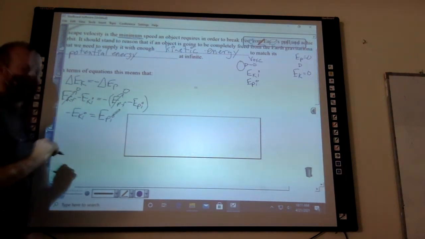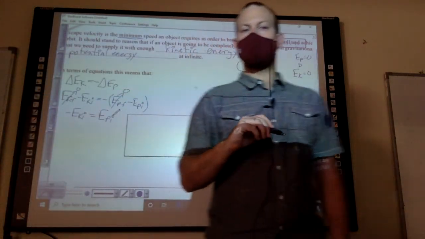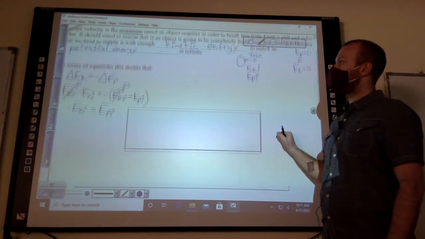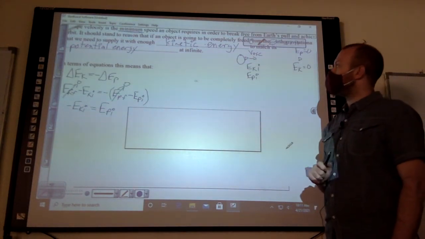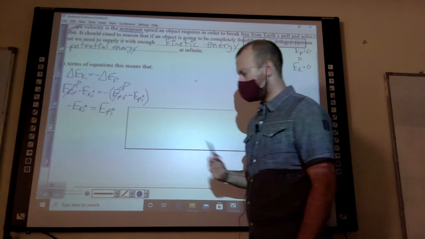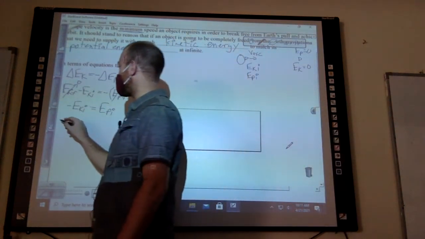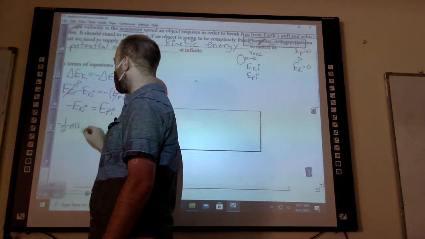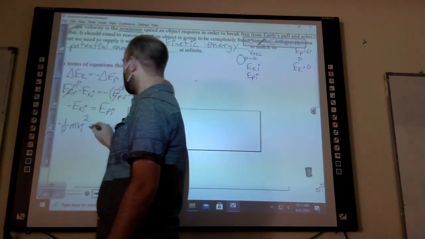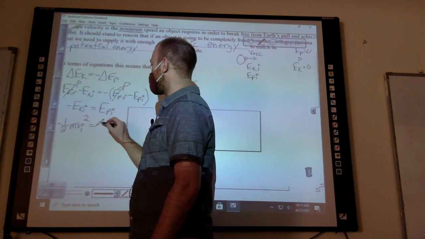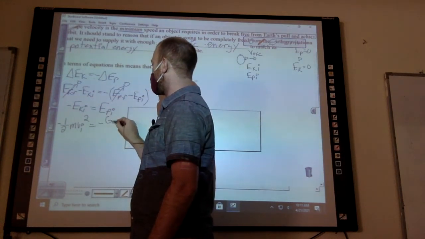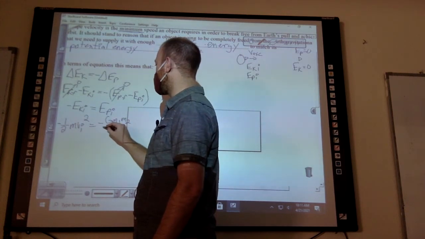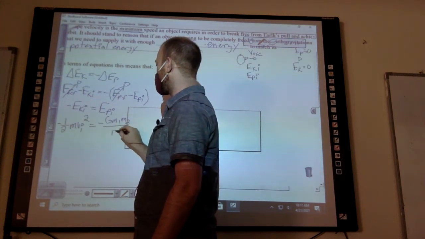Have I lost anyone at this point? No. Good. We want to know what EKI is, or what's the initial speed, so let's put in some equations here. So negative half mvi squared equals the equation for EPI, which is negative g m1 m2 over r.